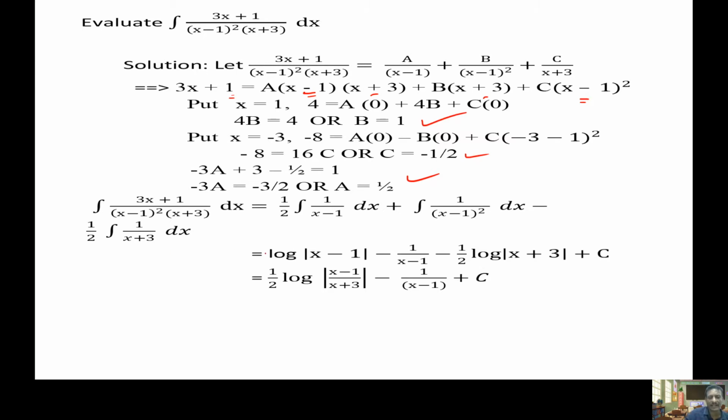So this is half into, half log modulus (x minus 1), and 1 by x squared. What is the integral of 1 by x squared? 1 by x squared is x raised to minus 2. X raised to minus 2 integral is x raised to (minus 2 plus 1) by (minus 2 plus 1). So what is it? X raised to minus 1 by minus 1. That is minus 1 by x. So the final answer is half log modulus (x minus 1) by (x plus 3) minus 1 by (x minus 1) plus c.